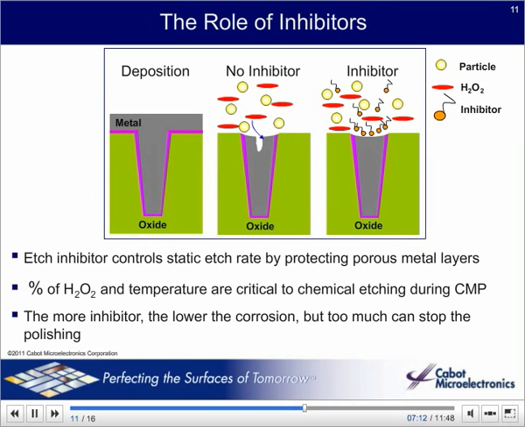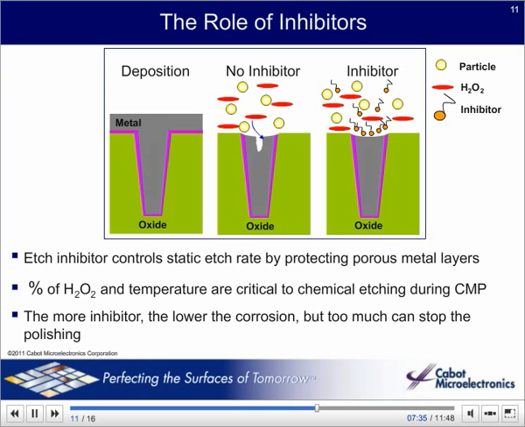Let's give a couple examples of chemicals we add to the slurry and their role. Here we illustrate corrosion and the role of etch inhibitors in the metal slurry. Let's say we wanted to polish the metal in the first picture on the left, and we wanted to stop polishing when we got to the oxide, just like on the last slide where everything worked perfectly. This is often the kind of problem we face.